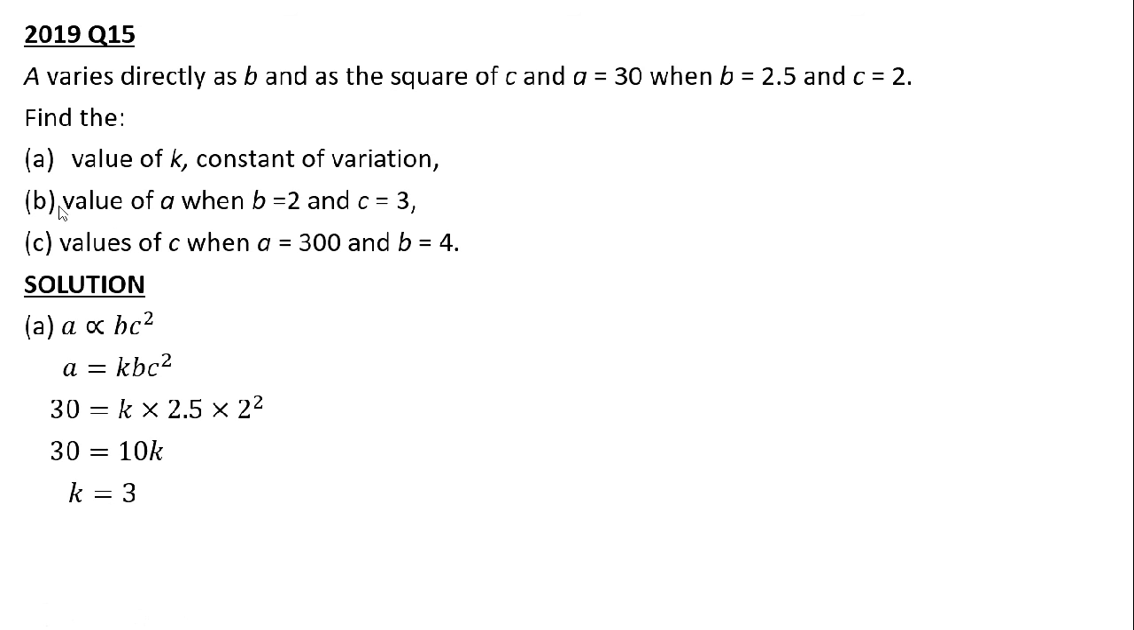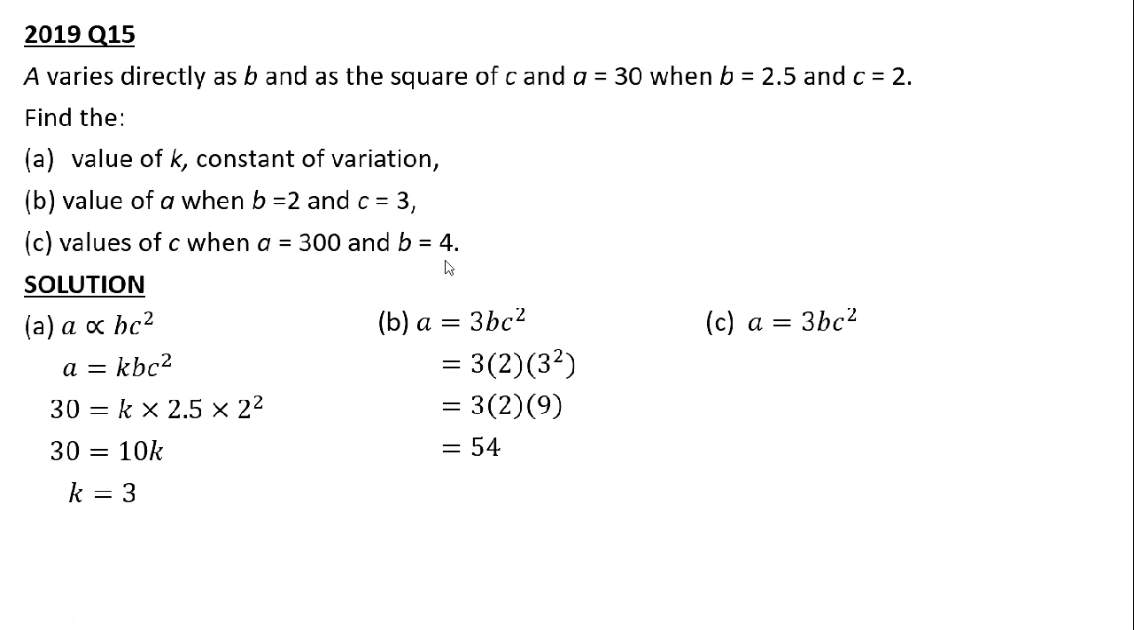Find the value of a when b equals 2 and c equals 3. Our a is equal to, where there's k for constant of variation, we'll replace our 3. So our formula is a equal to 3bc squared. We want to find a. Where there's b, we'll replace a 2, and where there's c, we'll replace a 3. So where there's that c squared, we are going to have a 3 squared. 3 squared is the same as 9. When you multiply 3 times 2 times 9, you are going to get a 54.